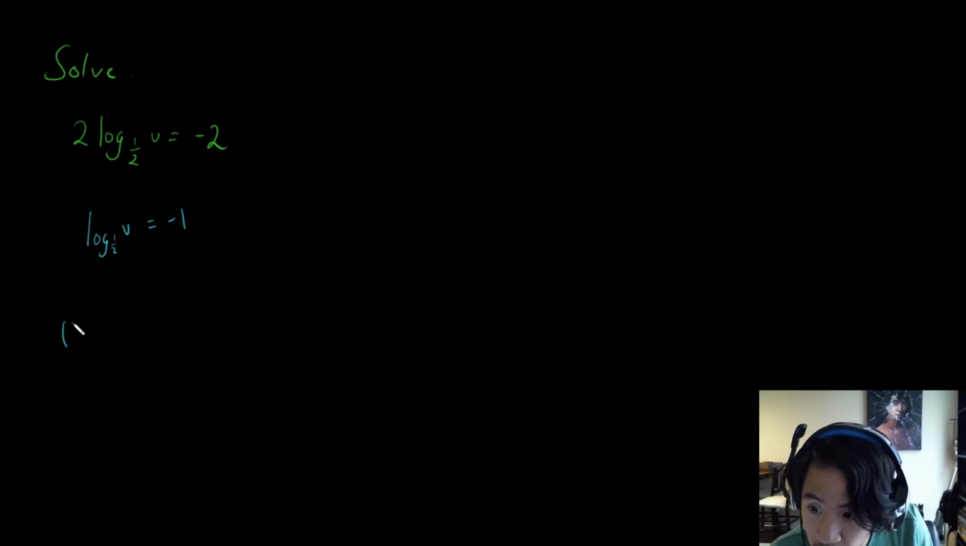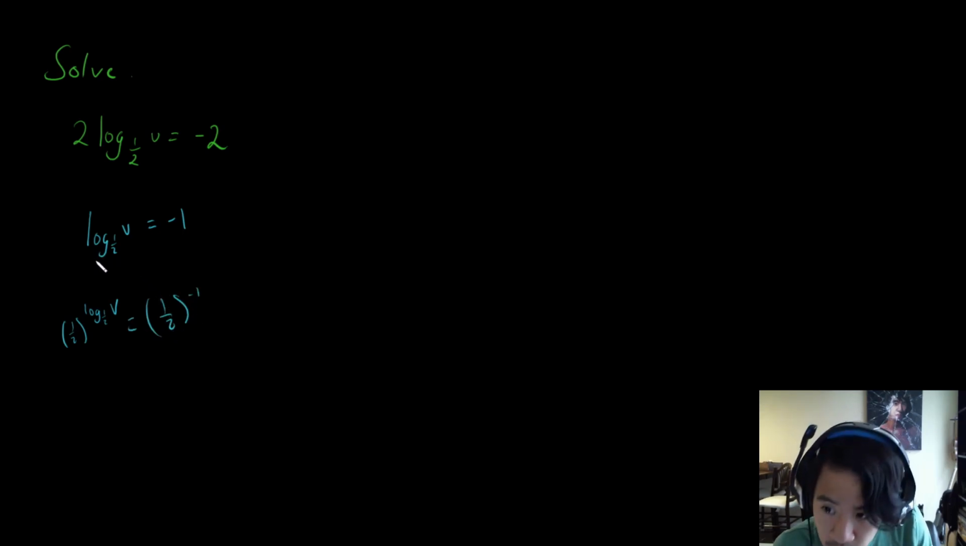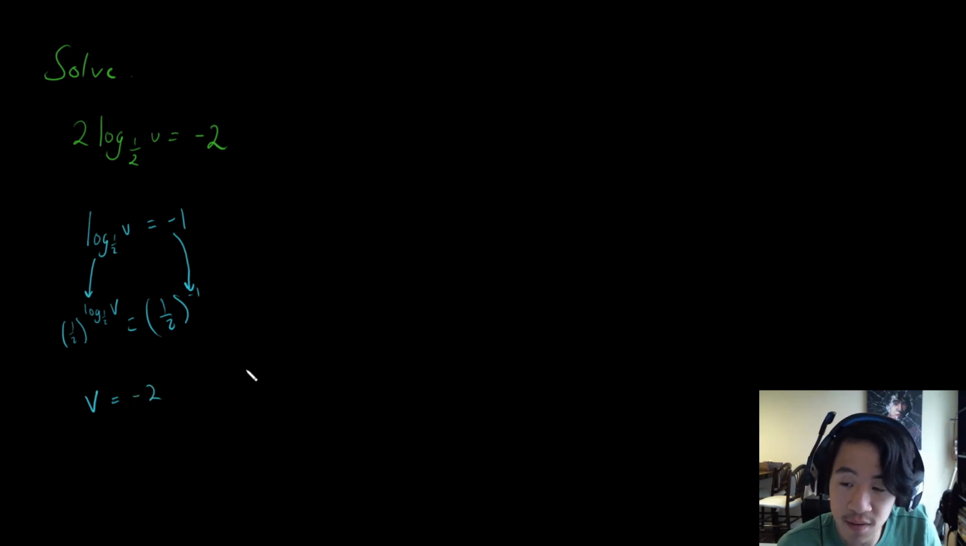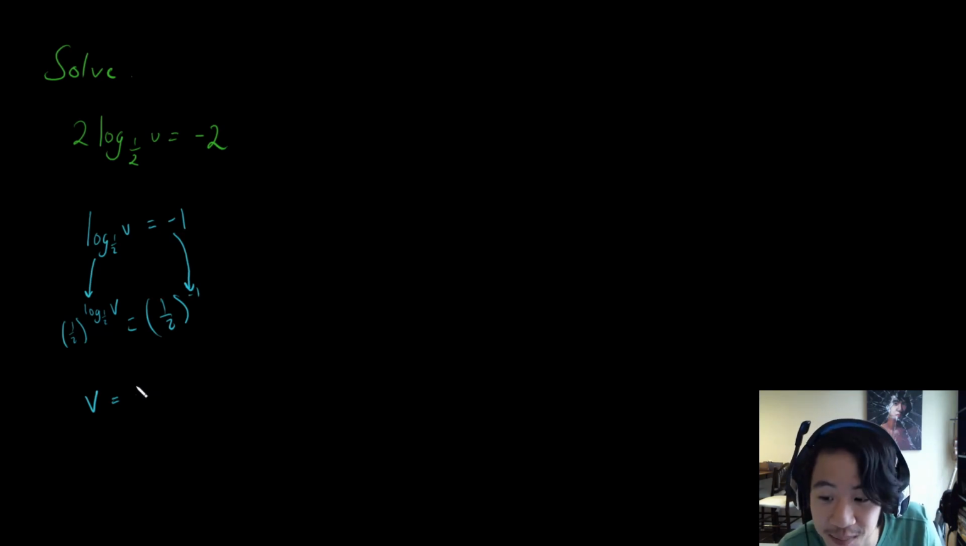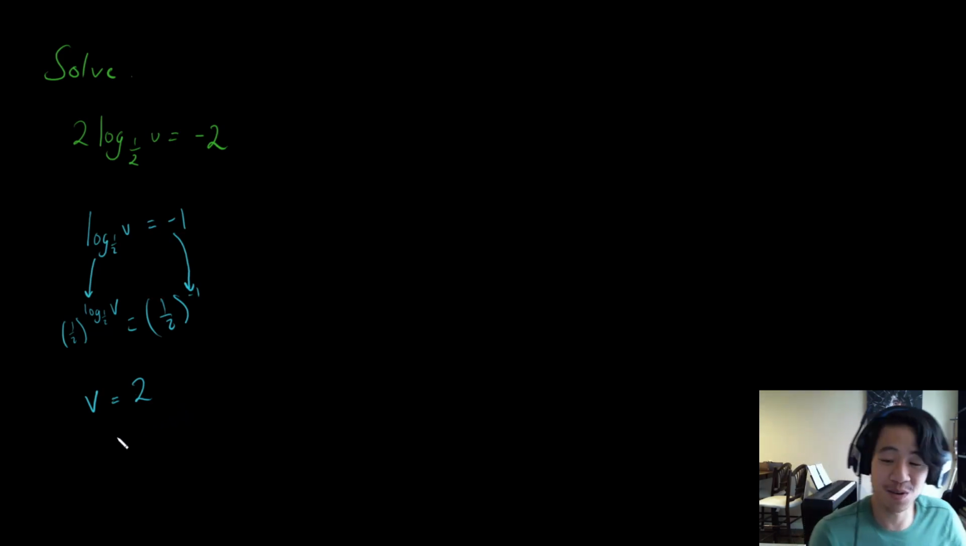So we're going to have 1/2 to the power of log base 1/2 of v is equal to 1/2 to the power of -1. Remember, this becomes the exponent. And now with our property, this whole left side just becomes v. And we have 1/2 to the -1, and that is going to be -2. Sorry, that's not going to be -2. That's going to be just 2. So v is going to be equal to 2.